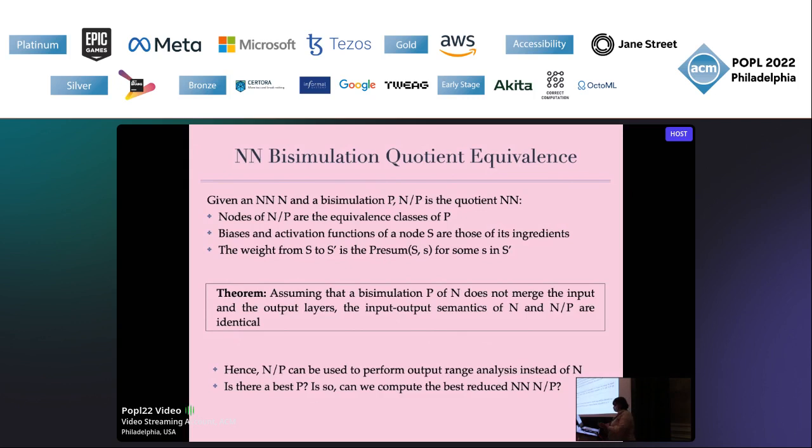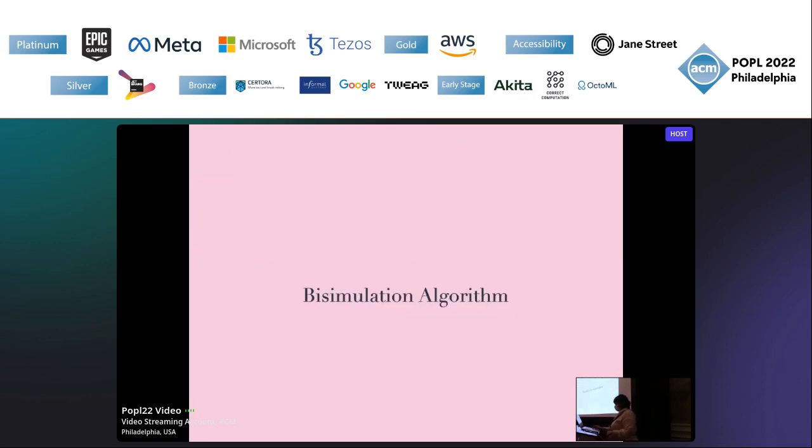So the natural question is, how do we find these P's? Is there a best P? Is there a coarsest P? If so, can we compute it, and so on. And it turns out that all of this is true. There is a notion of coarsest P, and we can use an algorithm very similar to the bisimulation algorithm to find that P. All right, so let me start with some primitives which will help us define this bisimulation algorithm.